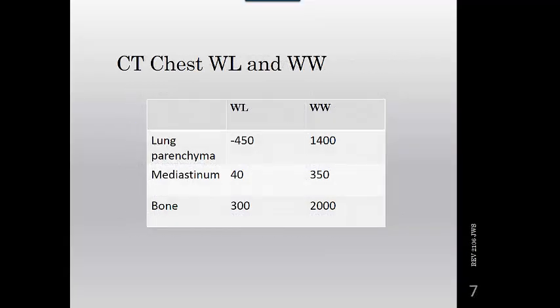So the window level and the window width for CT thorax for viewing lung parenchyma is a window level of -450 and a window width of 1400. For mediastinum, it's a window level of 40 and a window width of 350. And then for bone, you're going to use a window level of 300 and a window width of 2000.